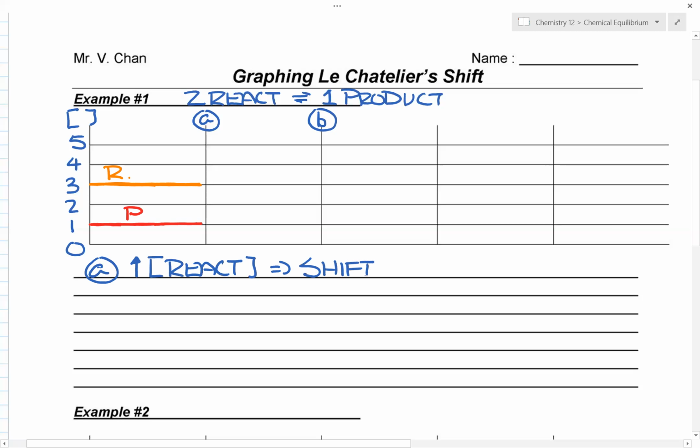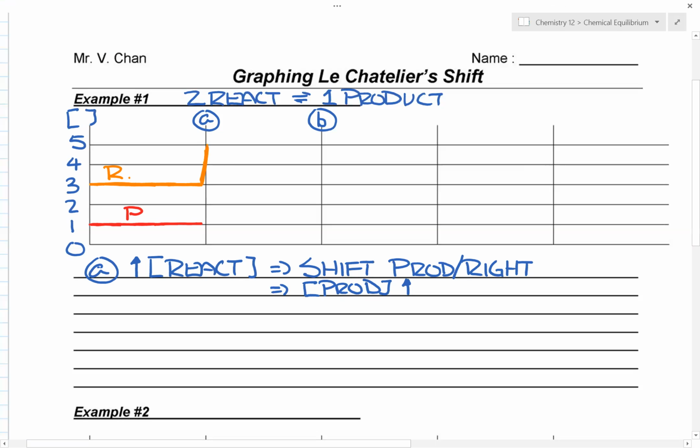You remember from last day, if I increase my reactants, it'll shift to the products, or shift to the right. And what will happen is the concentration of products will increase. So how will it look graphically? I'm going to increase my reactant concentration. I'm just going to draw a line like this.